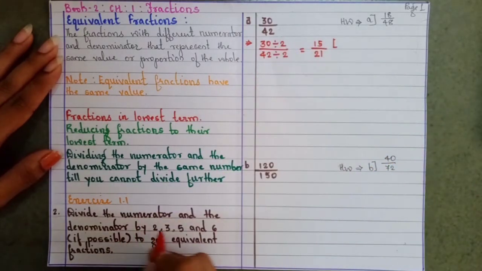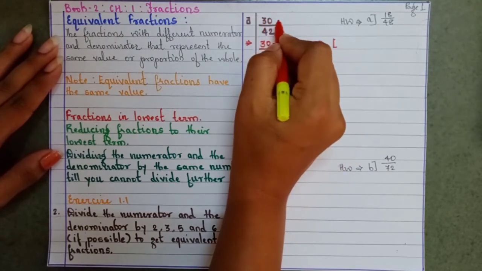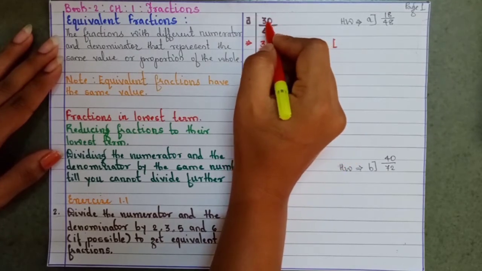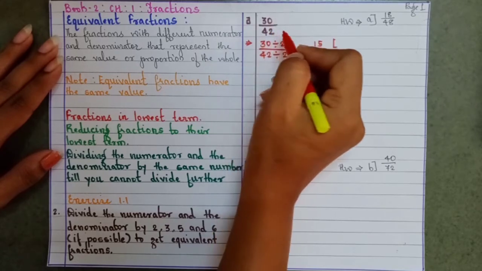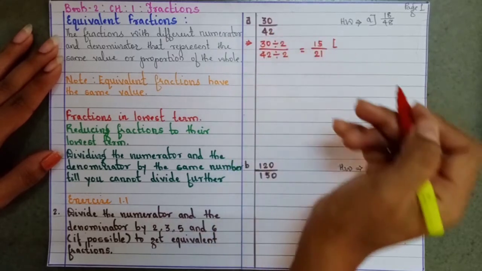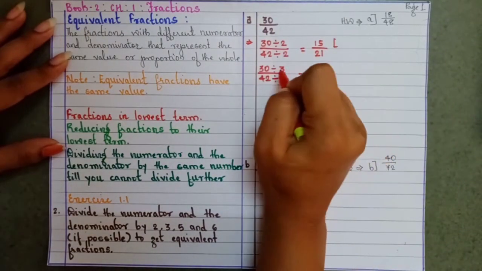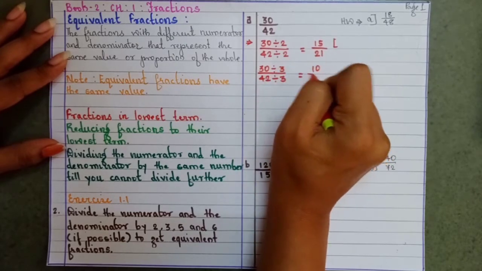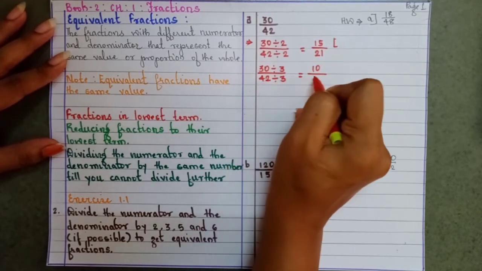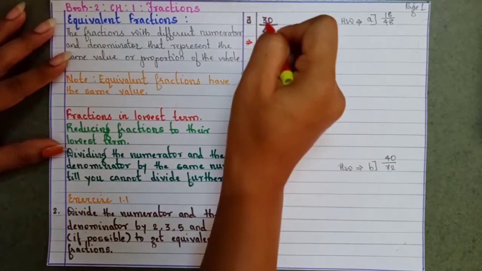Again, let's divide by 3. So let's check whether it is divisible by 3. 3 plus 0 is 3 and 3 is divisible by 3. Yes, so 30 is divisible by 3. 4 plus 2 is 6, which is divisible by 3. Therefore, 30 upon 42 is divisible by 3. So let's divide. When we divide 30 by 3, we'll get the answer 10, and when we divide 42 by 3, 3 ones are 3 and 3 fours are 12, it is 14. So this is one more equivalent fraction for 30 upon 42.